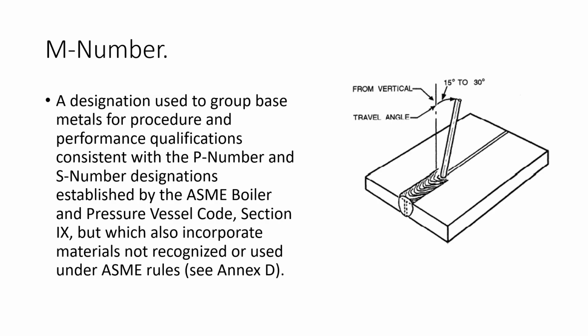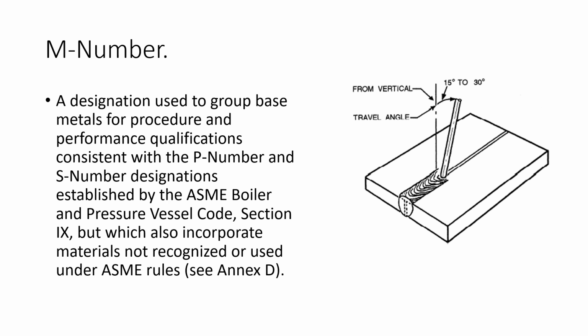So when we talk about M numbers, it's a designation used for base metals to produce procedure and performance qualification, consisting of P numbers and S numbers established by ASME Boiler and Pressure Vessel Code Section 9. But this also has materials not recognized or used under ASME rules. So that table we just looked at, those are all code approved materials that we can use to make boilers and pressure vessels. Well, there's a lot of other materials out there that aren't approved or listed on that table.